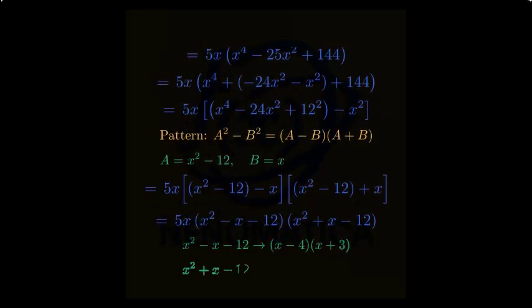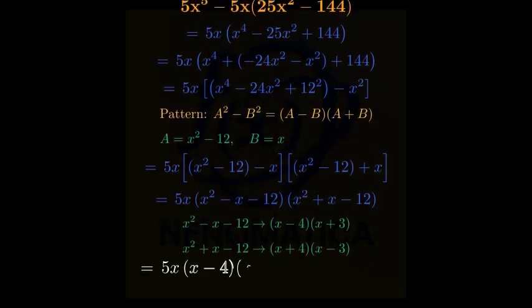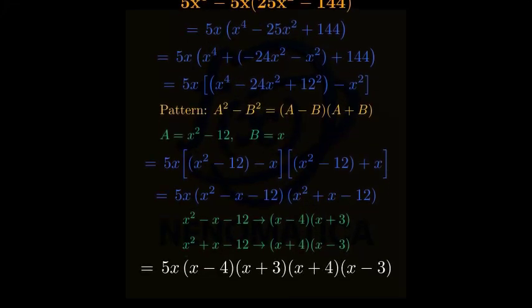The first factors to (x − 4)(x + 3), and the second factors to (x + 4)(x − 3). So the complete factorization is 5x times (x − 4) times (x + 3) times (x + 4) times (x − 3).